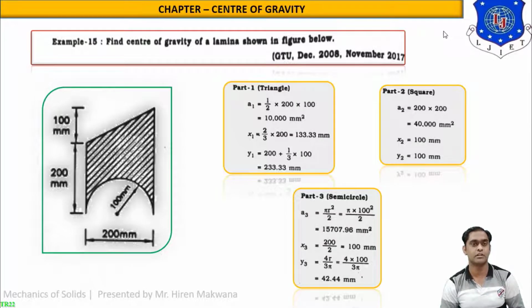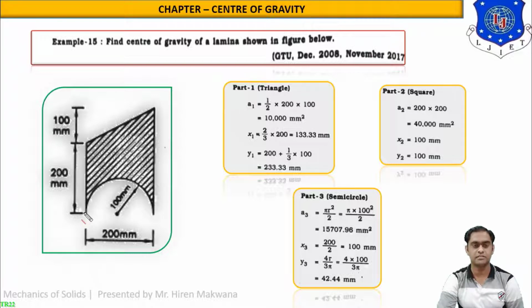In this lecture we will solve some more numericals of 2D elements. So let us see example number 15, what is given in the data. Find the center of gravity of a lamina shown in the figure below. This has been asked in GTU exams several times. Let us see what is the data, what is the figure.